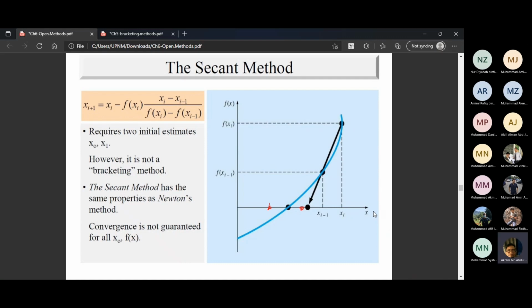So even though it requires two initial estimates, it is not a bracketing method because the chosen points are not bracketing the root.